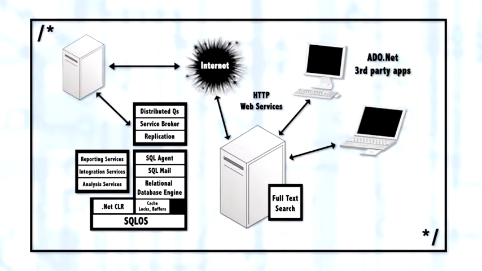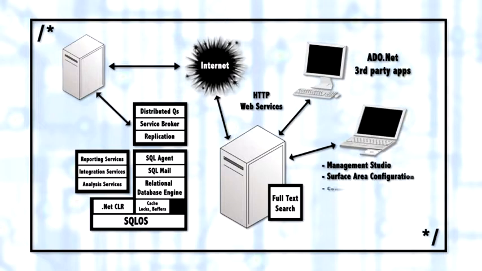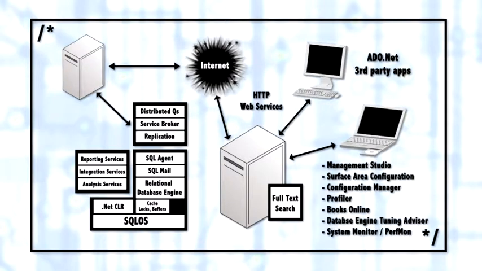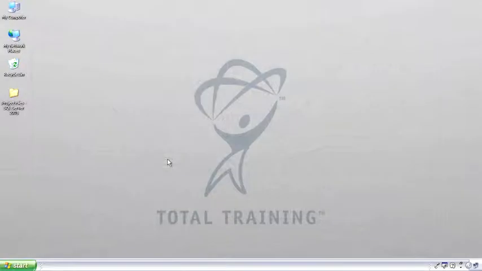As you can imagine, SQL Server has several tools, and it can be confusing to find which tool is best for which purpose. There's a lesson coming up soon on Management Studio, and right now I want to go ahead and show you how to find the surface area configuration, Configuration Manager, Profiler, Books Online, Database Engine Tuning Advisor, and the Sysmon/Perfmon tool. We're not going to take the time to explain everything about the tools, but in this overview of SQL Server, I want to show you at least where the tools are, how to find them, and what they're for.